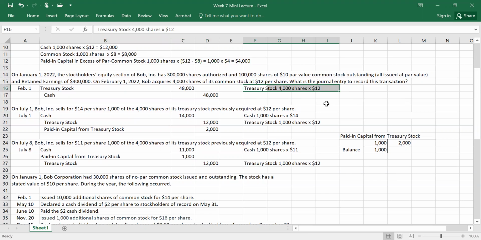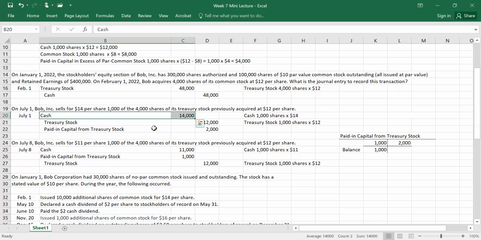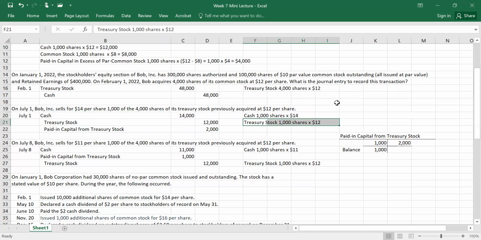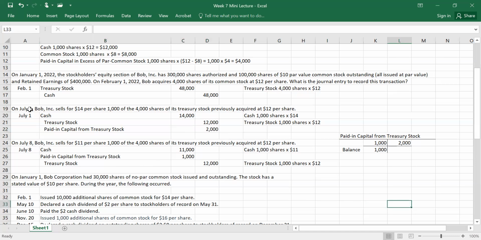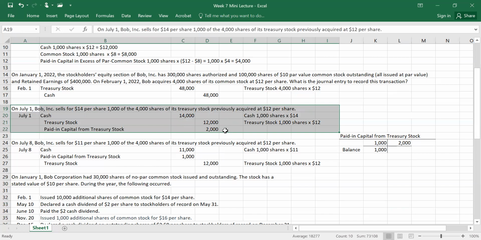On July 1st, Bob sells for $14 per share, 1,000 of the 4,000 shares of its treasury stock previously acquired at 12 per share. So we're going to debit cash for the 1,000 shares times $14, which is 14,000. We're going to credit the treasury stock, which is 1,000 shares at $12. That's what it had been acquired for. So we'll go ahead and credit treasury stock for 12,000. And then the difference between the two, that 2,000, will be a credit to paid in capital from treasury stock. That example was when we sold the treasury stock for more than it was acquired for.